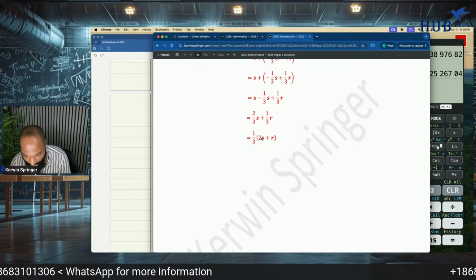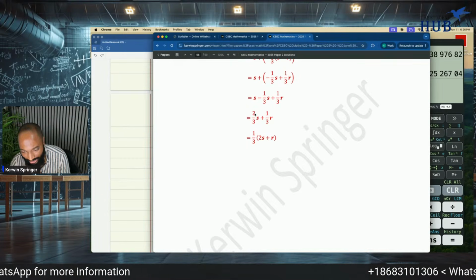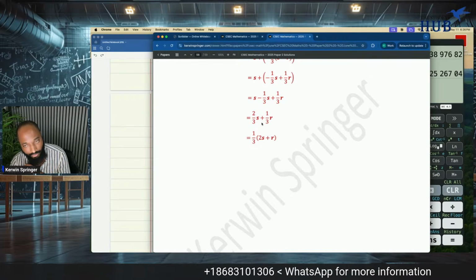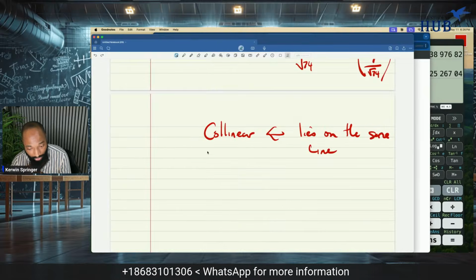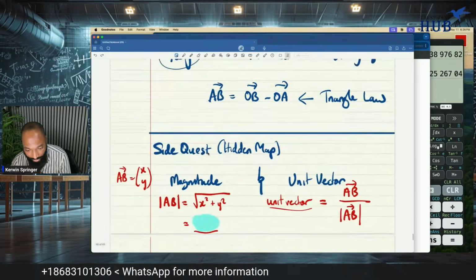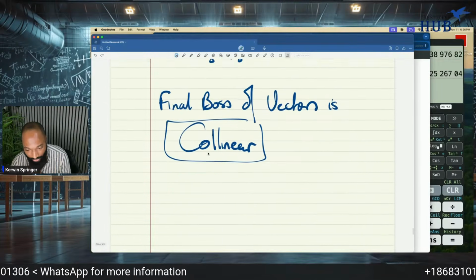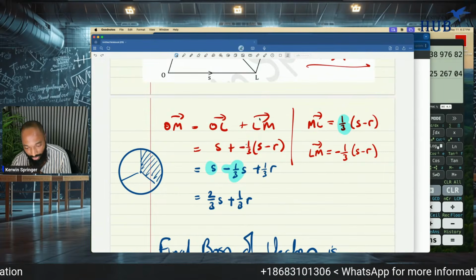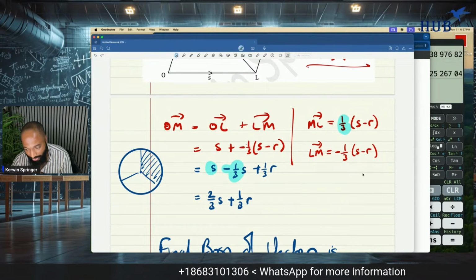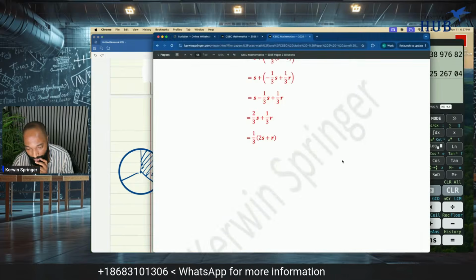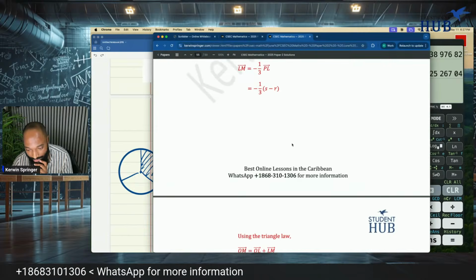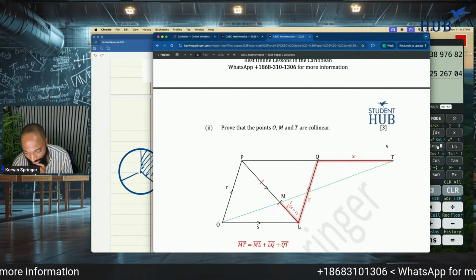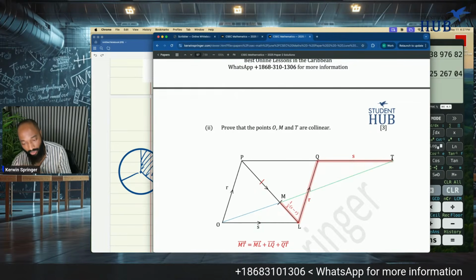And we had, I think we had it like this: 2/3 s plus 1/3 r. Do you remember this? Oh, that was too far gone. We do it right here now. Where is it? 2/3 s plus 1/3 r. For those of you who just came in, we went through the whole process and came up with that. That's OM. Now they want us to show that OM and T are collinear.